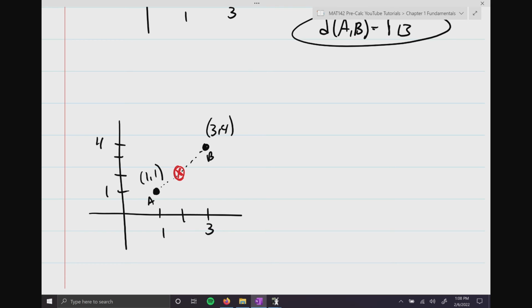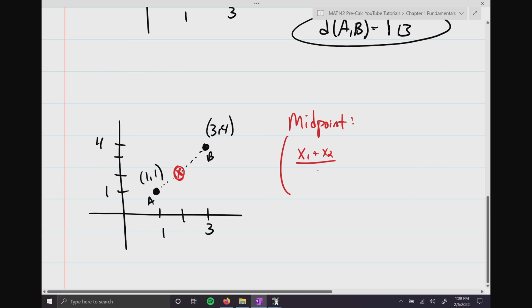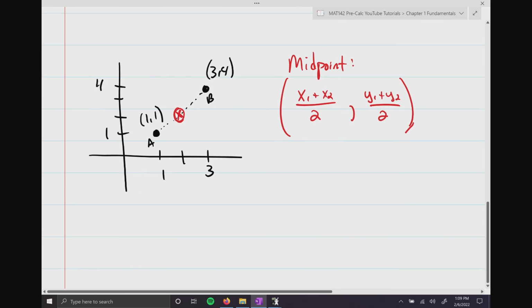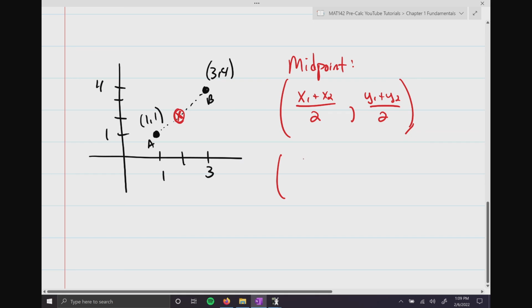And if you think about it, it's nothing more than just the average of the x values and the average of the y values. So the midpoint formula would be nothing more than just a point where you want to find the average of the x values and the average of the y values. So for this specific example, our midpoint will be 1 plus 3 divided by 2, comma, 1 plus 4 divided by 2, which would be 1 plus 3 is 4 divided by 2 is 2, comma, 5 over 2.